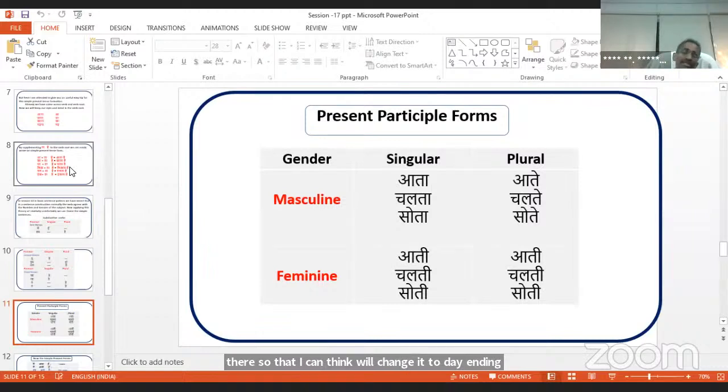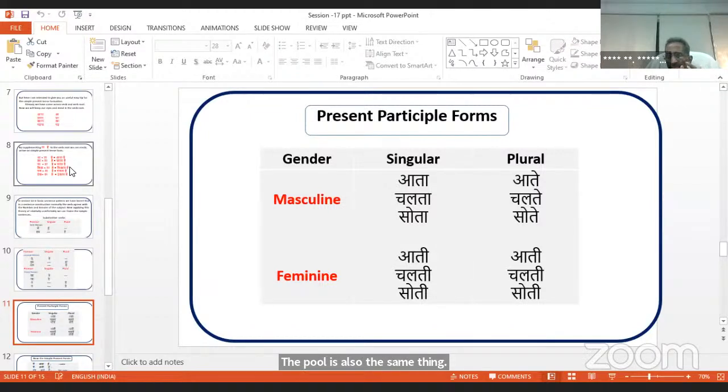Just like in feminine, instead of ta, the present participle form is framed with ti: aati, chalti, soti. There you can see another similarity, in the plural form also the same thing repeats: aati, chalti, soti.